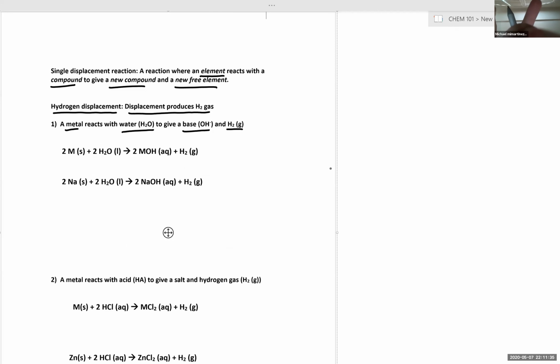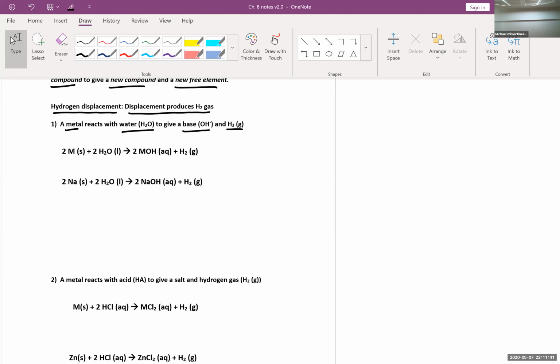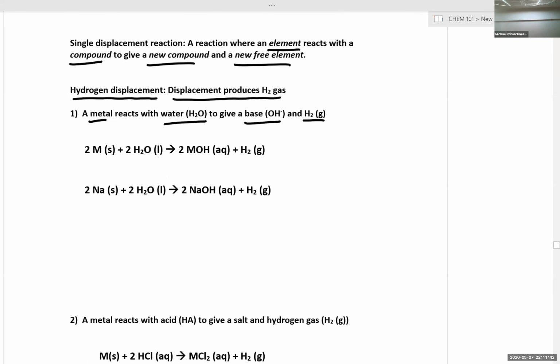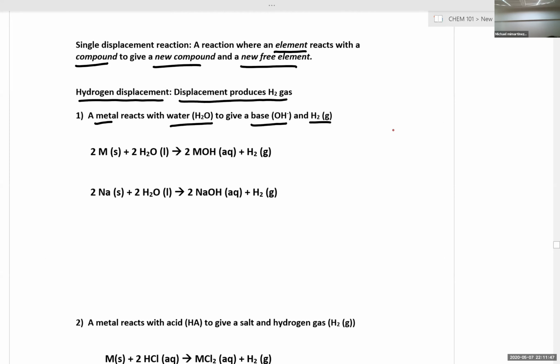So if we look at our metal in detail, we notice that we've gone from a metal and water to a metal hydroxide and hydrogen gas.